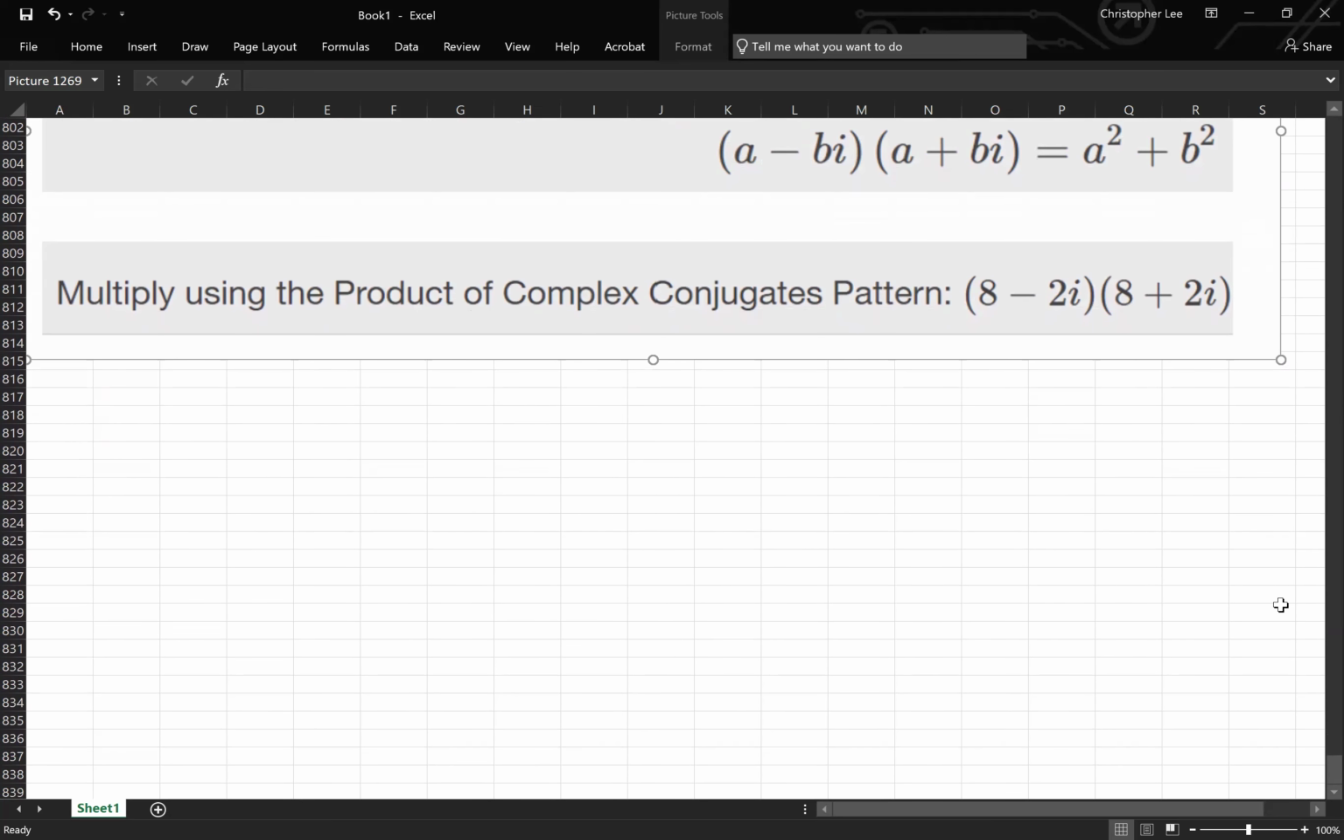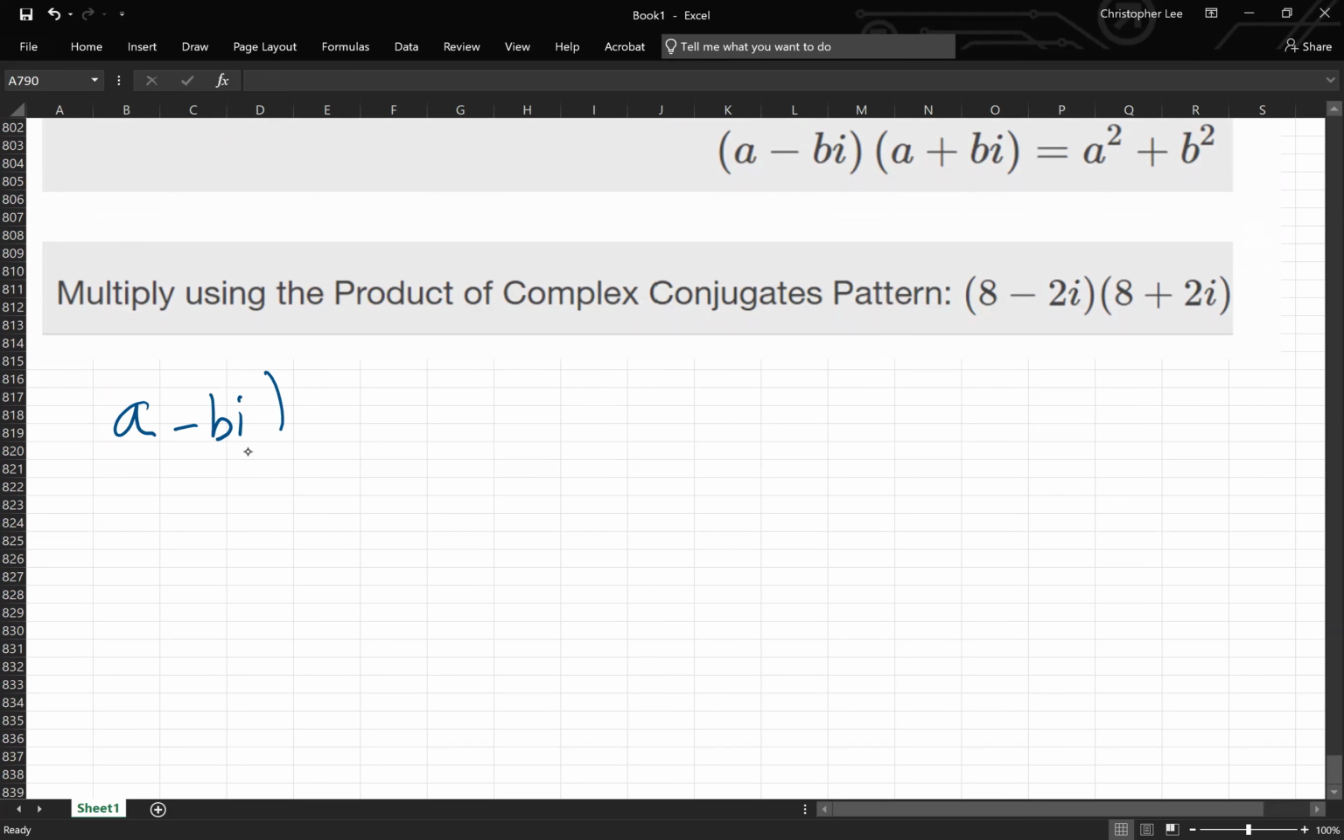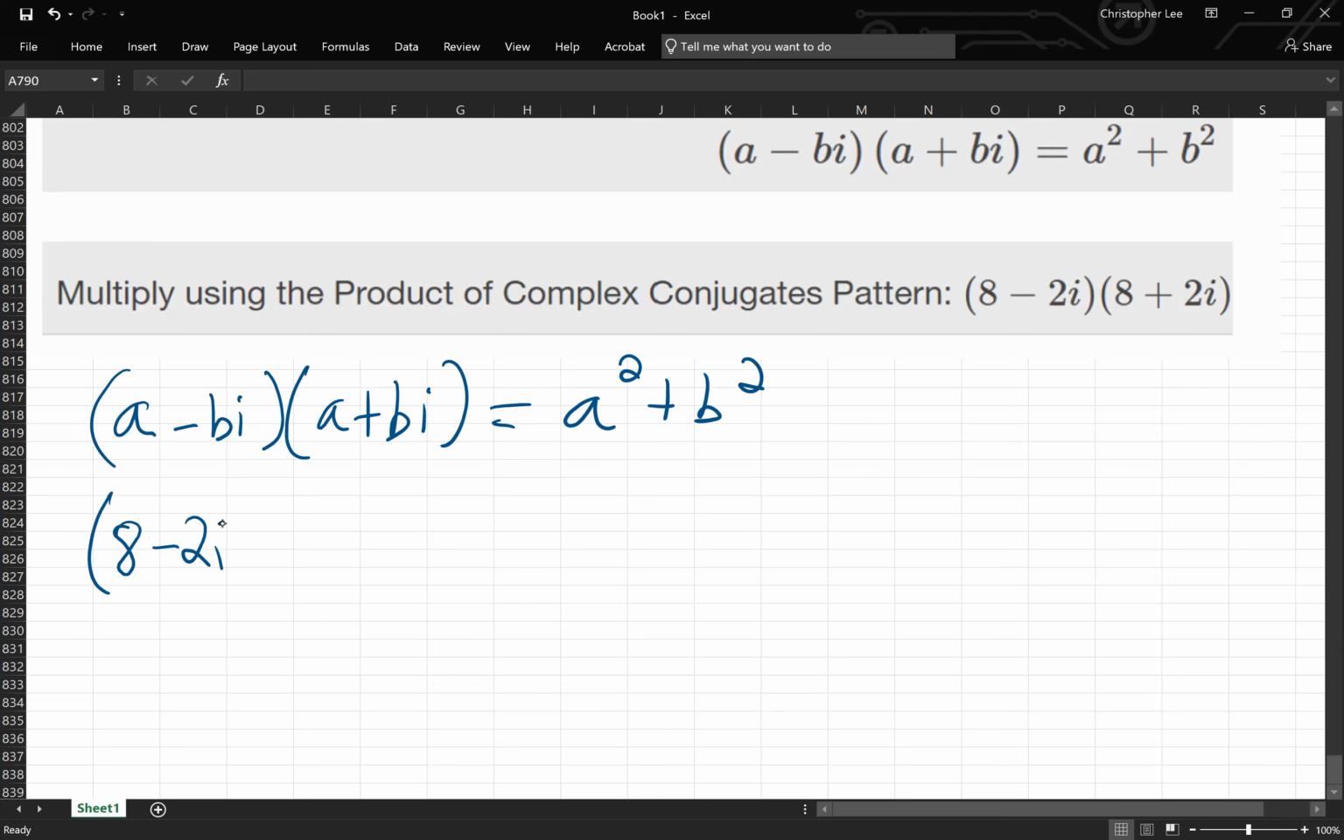They want us to multiply using the product of complex conjugate patterns. I have 8 minus 2i times 8 plus 2i, right? So start off, you have a minus bi times a plus bi is equal to a squared plus b squared. This will become 8 minus 2i times 8 plus 2i.